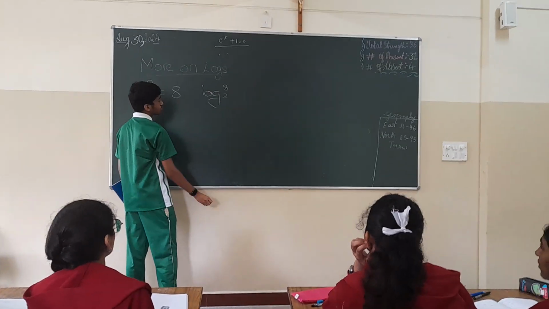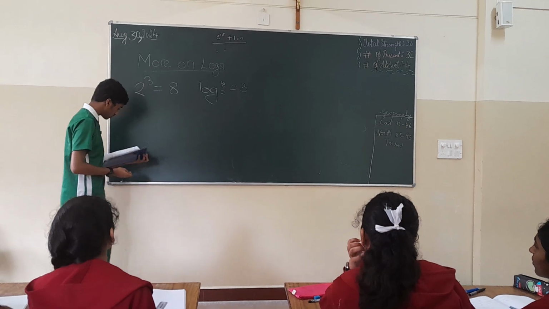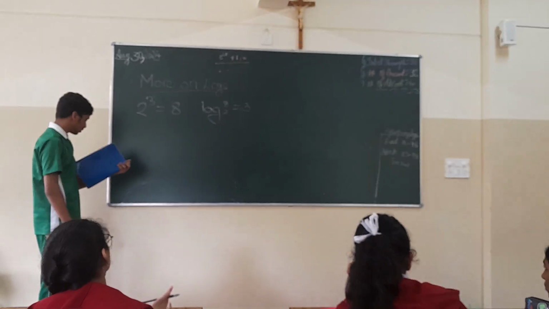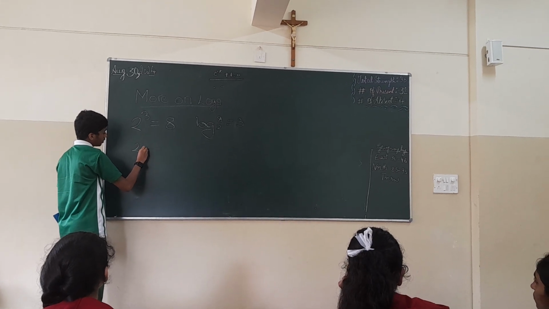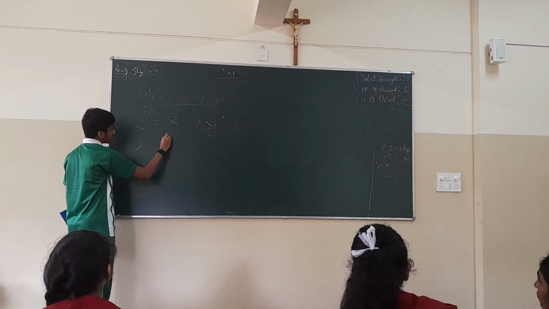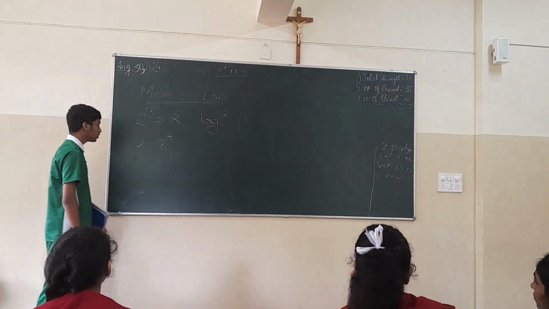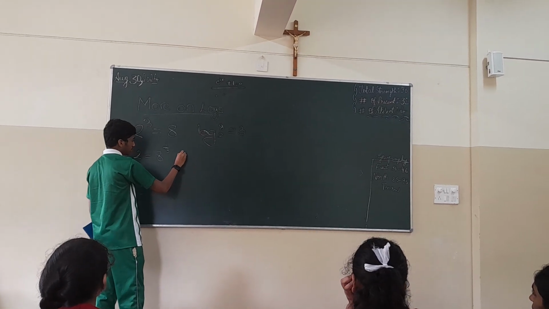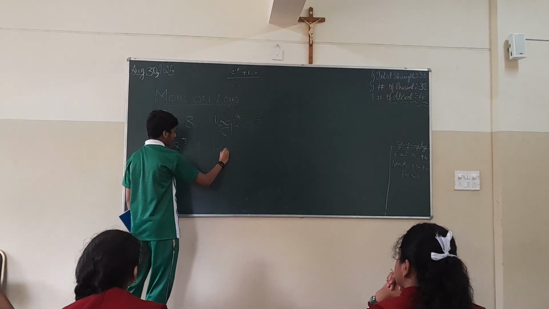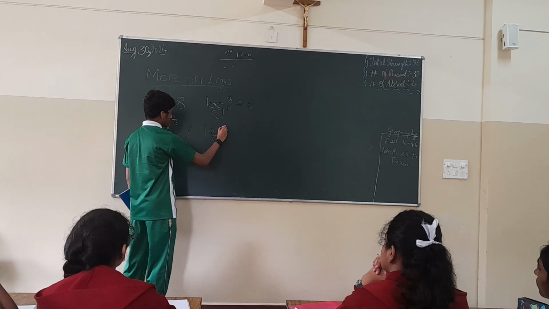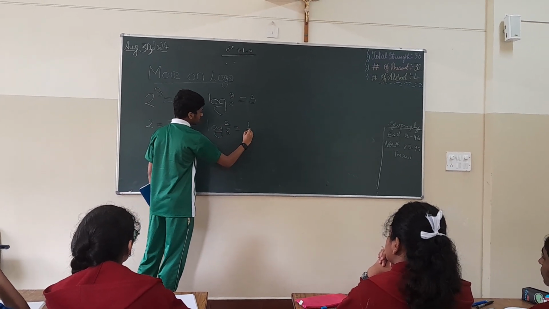Log 8 to the base 2 is equal to 3. Now, this can also be written as 2 is equal to 8 raised to 1 by 3. So, can I say this is in line with your exponents? This can also be written as log 2 to the base 8 is equal to 1 by 3.